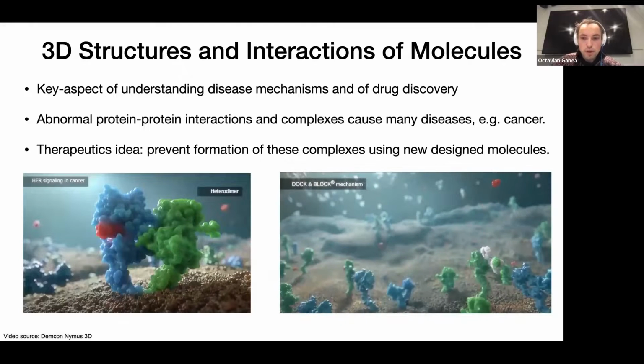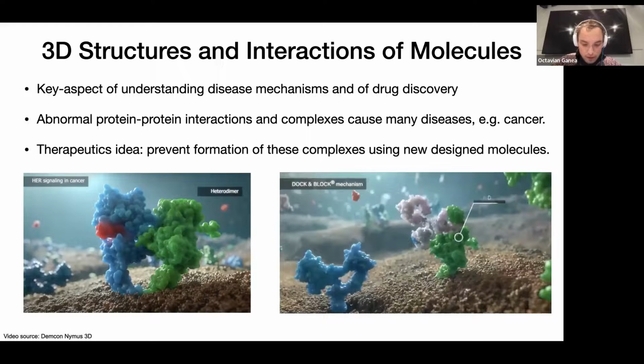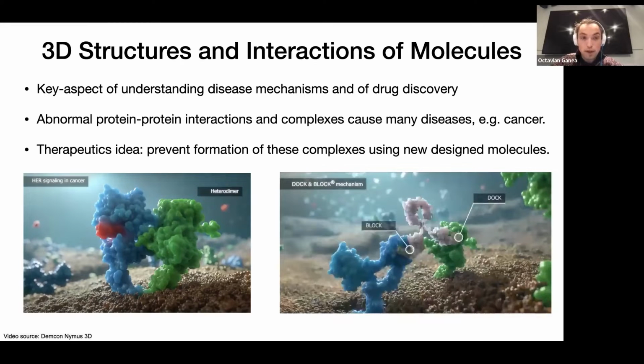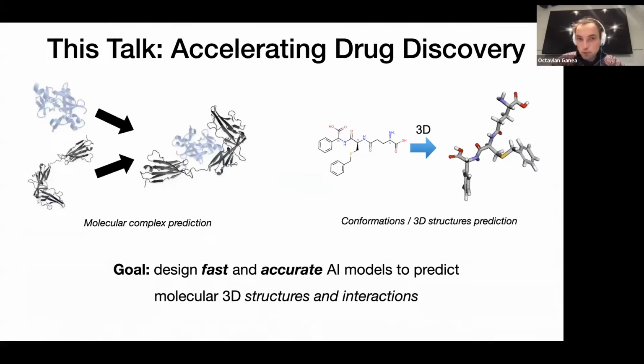There has been a therapeutics idea that is tried a lot in pharmaceutical companies. Essentially, we know how some proteins interact and in which parts they interact, and we want to prevent their formation. So maybe we can design new molecules, such as the antibody shown here, to prevent the formation of such complexes. In this talk, I want to present my recent models, which accelerate drug discovery.